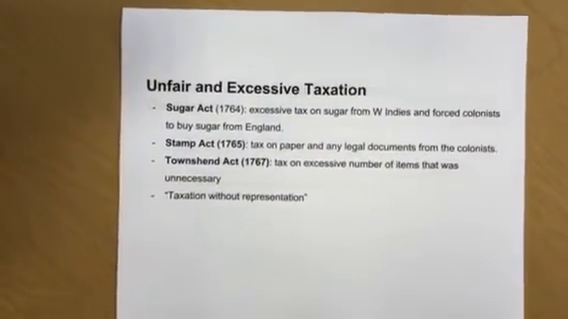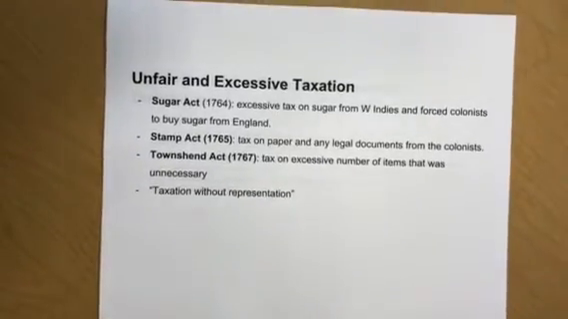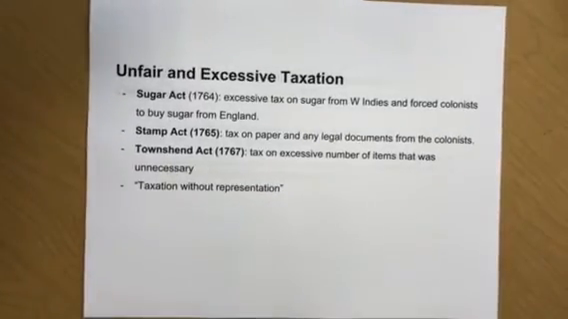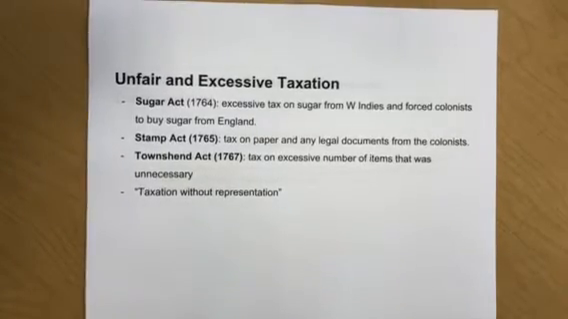For the first topic, unfair and excessive taxation, there were three important acts. The first one, the Sugar Act of 1764, put excessive tax on sugar from the West Indies, which forced colonists to buy sugar from England so Britain would benefit.